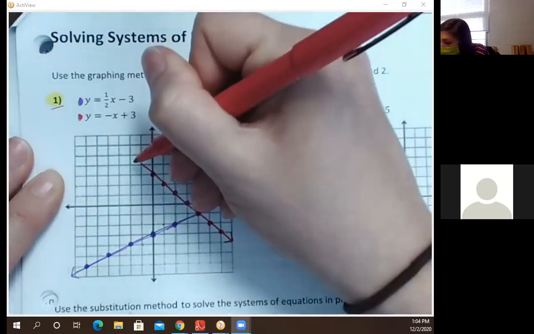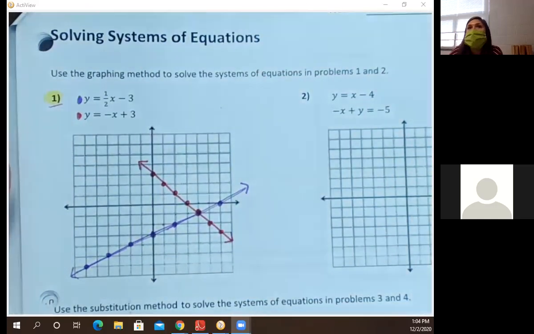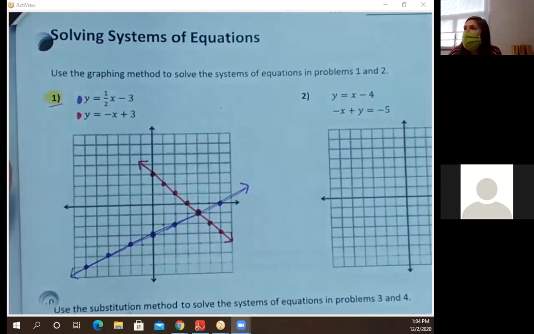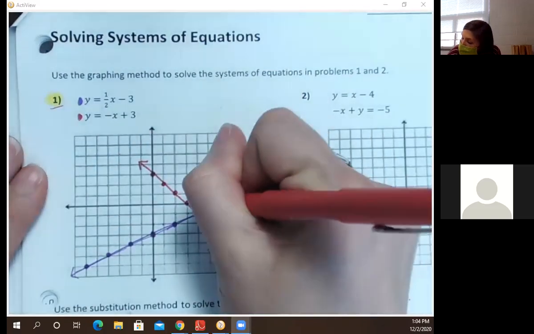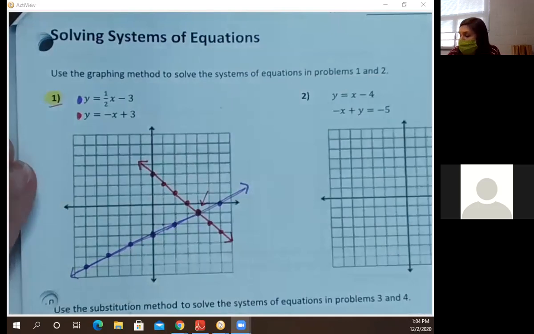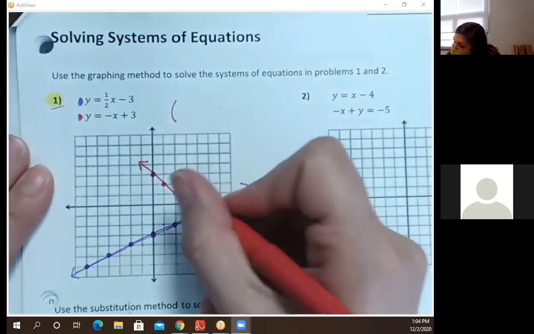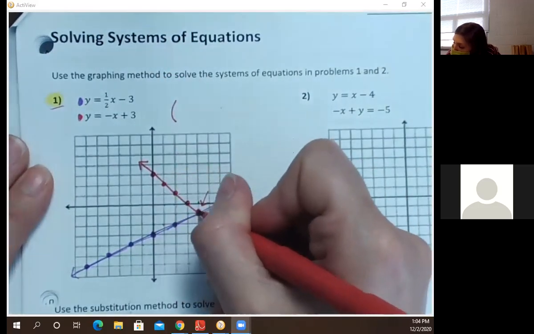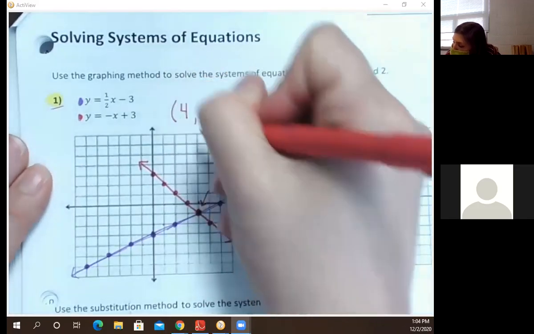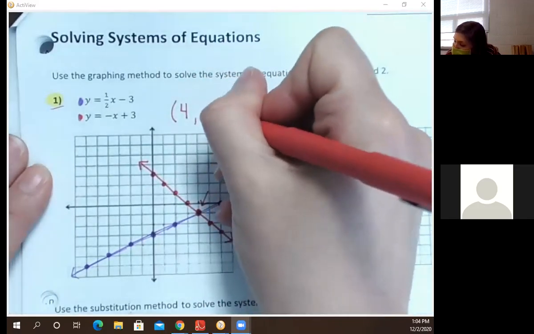And then sketching our line. My solution here is the place where those lines intersect. So that would be the point 1, 2, 3, 4, comma, -1.